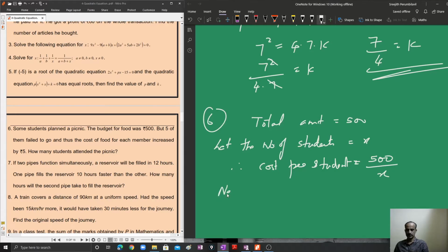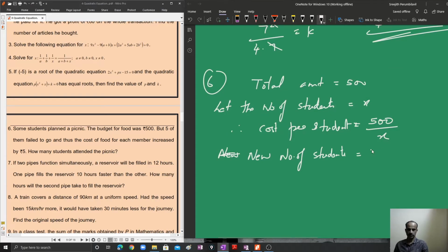Then the second case. But 5 of them failed to go, so a new number of students. You can write on your own, it's not mandatory that it should be with all due punctuations and other things. 5 of them failed, so the total number is x minus 5. Cost per student, 500 divided by x minus 5, which is larger.